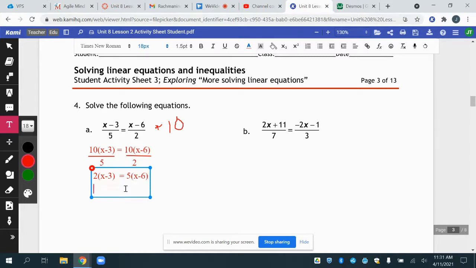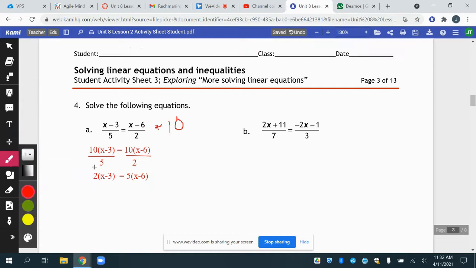And I end up with, I distribute now finally. I'm going to distribute. Might as well do this. Here we are.